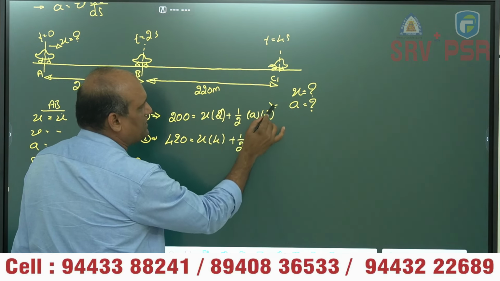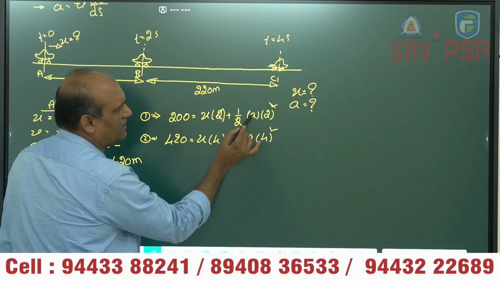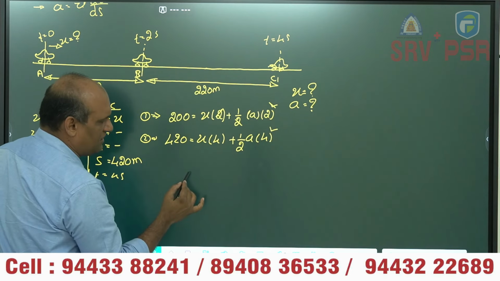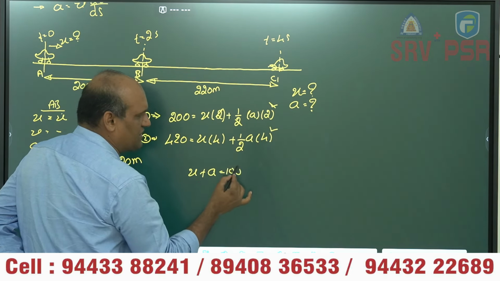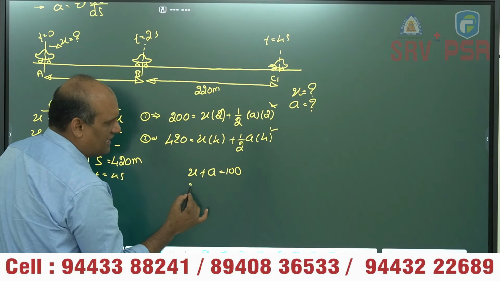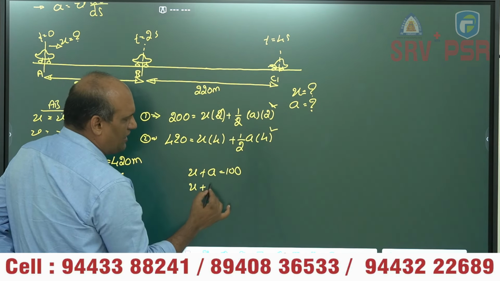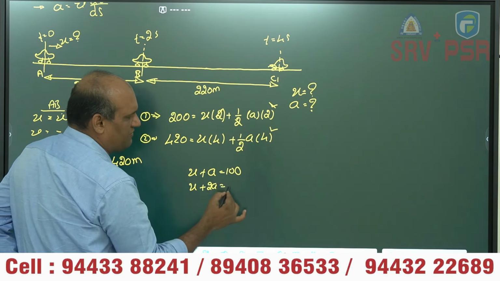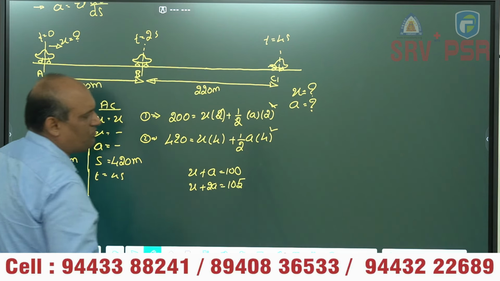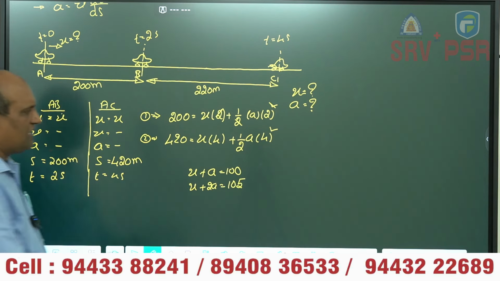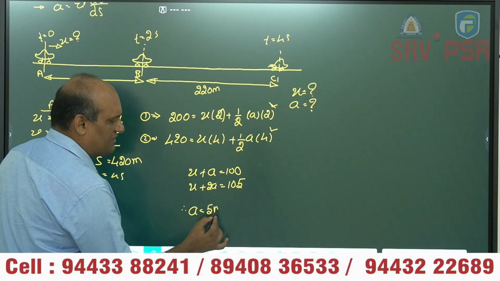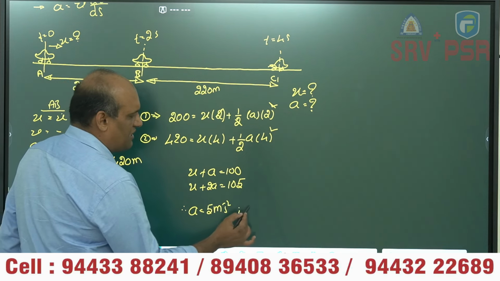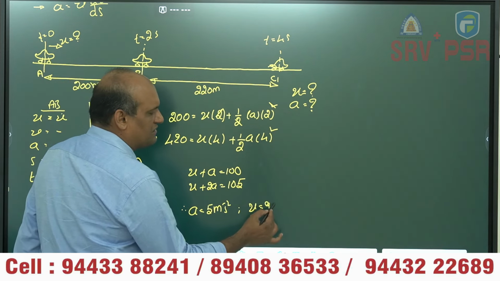See my first equation, the 1/2 gets cancelled, the 1/2 here and here gets cancelled, 2 is common. So U plus A equal to 100 from the first equation, and from the second equation I will get U plus 2A equal to 105. Therefore, I can get A equal to 5 meters per second square, comma U equal to 95 meters per second.